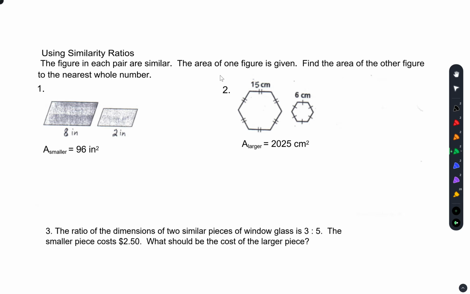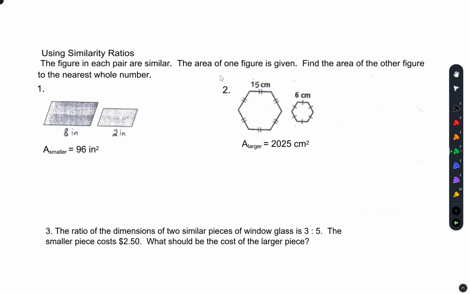The figures in each pair are similar. Again, we are already under the assumption that these are similar. We don't have to do any extra work to prove that. We did that already a few units ago. The area of one of the figures is given. We are trying to find the area of the other to the nearest whole number.